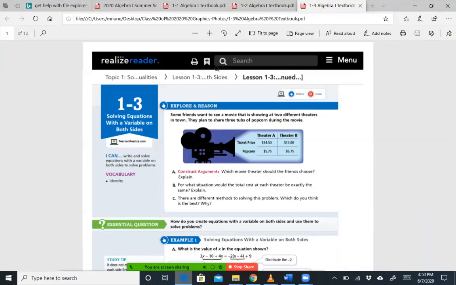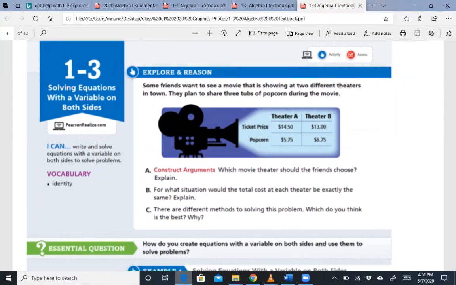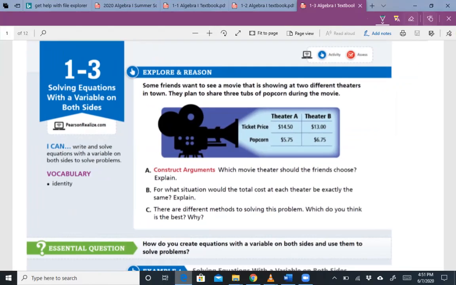Okay, 1-3. What if there is an X on the left side and the right side? Huh. Well, that's going to be a big conundrum. Let's take a look. Some friends want to see a movie that's showing at two different theaters in town. They plan to share 3 tubs of popcorn during the movie. Okay, which movie theater should the friends choose?